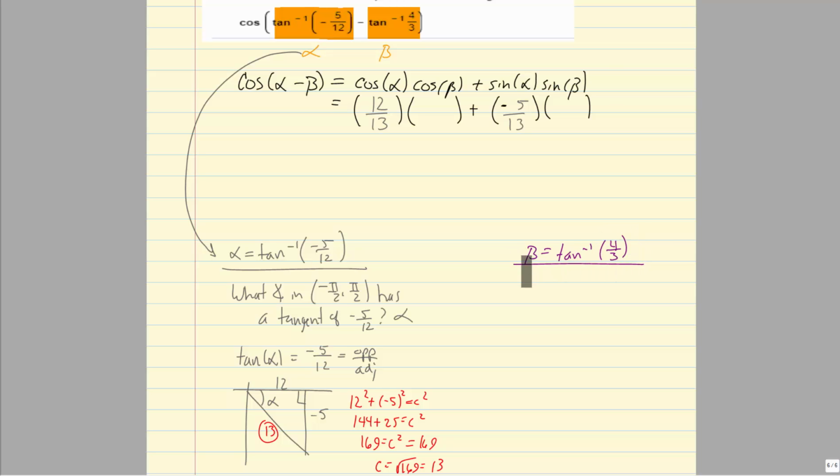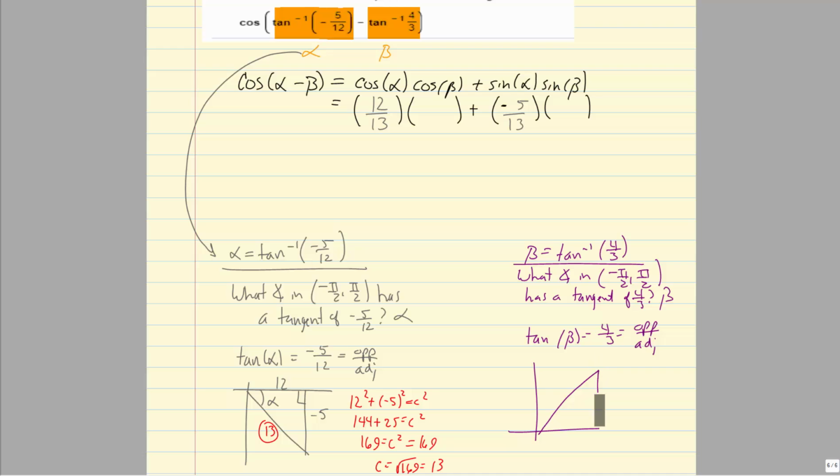So again, this means what angle in the interval negative pi over 2 to positive pi over 2, no brackets, has a tangent of 4/3? And the answer is beta. So the tangent of beta is equal to 4/3. Well, that's opposite over adjacent. Tangent is positive here, so this must mean I'm in quadrant 1.